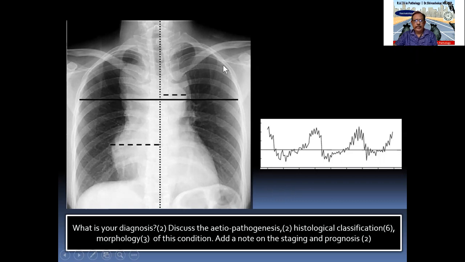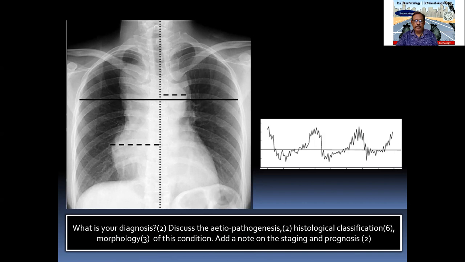The X-ray of the patient showed this mediastinal widening. You can have a look at this one, see the extent to which it is getting widened. And the patient had a typical graph of the fever. There was a peak and then an ebb, again a peak, a rise and a fall. This was the pattern of fever. What is your diagnosis? Discuss the etiopathogenesis, histological classification, and morphology, and add a note on the staging and prognosis.